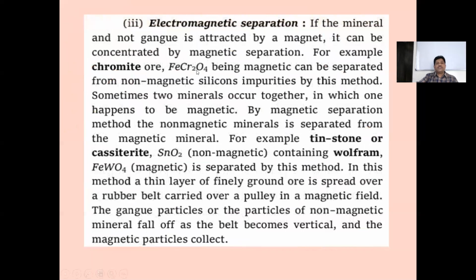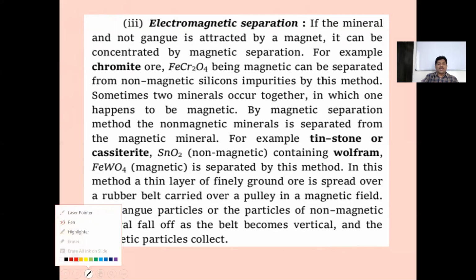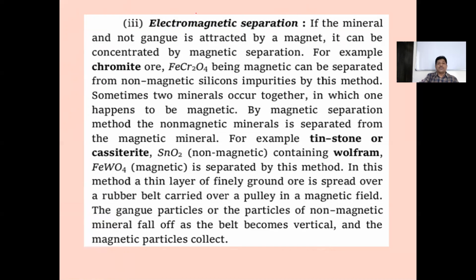Okay. Next, electromagnetic separation, or simply magnetic separation. Here, what do we use? Electromagnets are used. Electromagnets mean that as long as electricity is passed, it behaves like a powerful magnet. Whenever you switch off the electricity, it immediately becomes a normal iron rod.